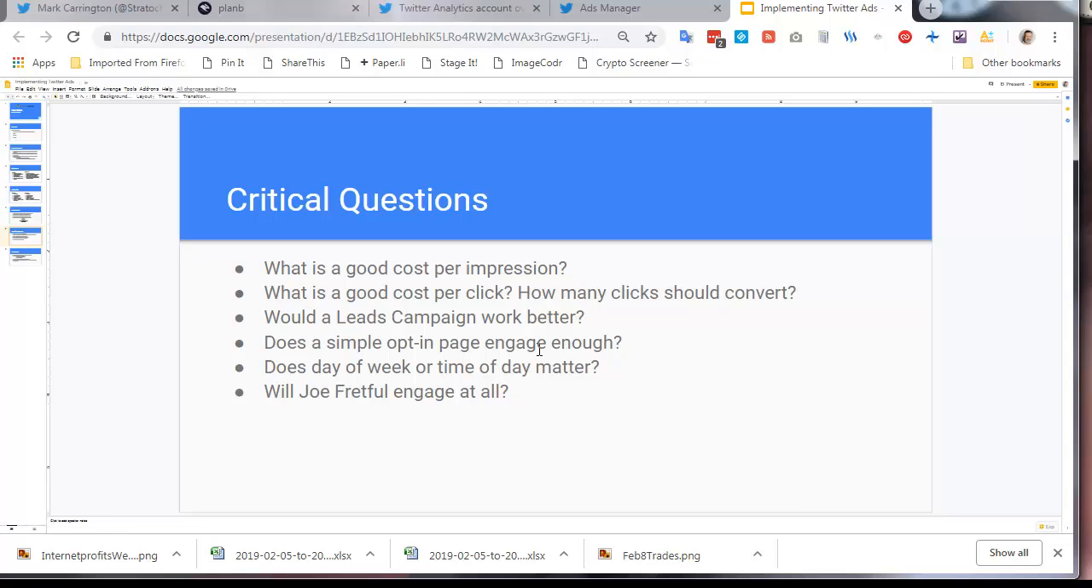And then the last critical question is, will Joe Fretful engage at all? Is this group hard to reach on this sort of topic? And I have some suspicions that it might not be. He just might be hard to reach, or you'll just have to work harder to smoke him out. So what do I do?